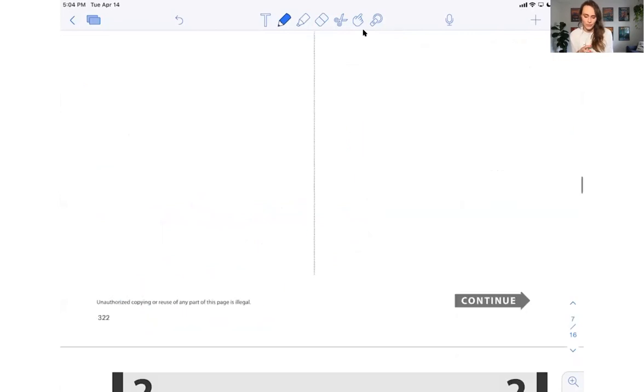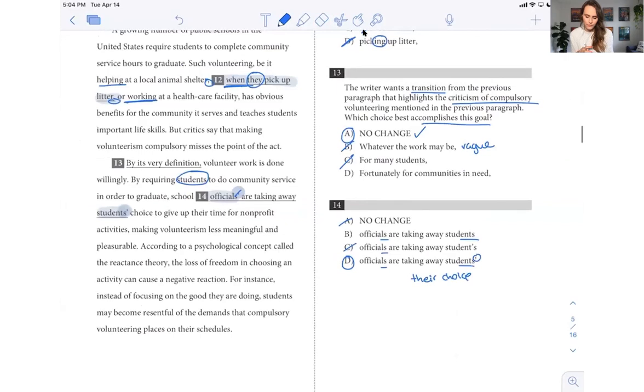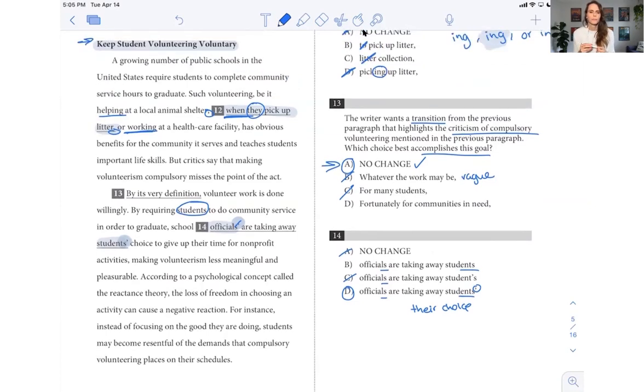So let's see, question number 13. The writer wants to transition from the previous paragraph that highlights a criticism of a question. So you have to use it within the context. Oh, I said B for 13. I meant A. Really? I said B? The answer is A for 13. Oh, you said B? Oh, you said B. Okay.